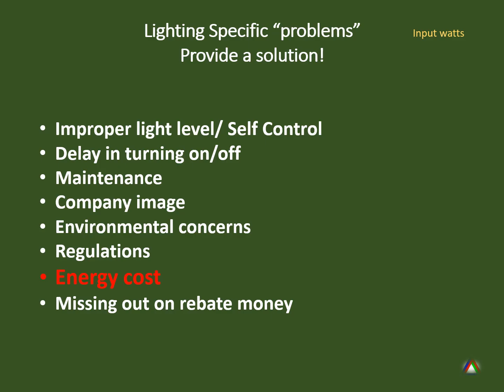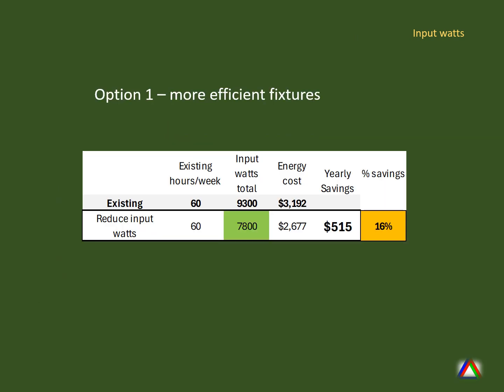While there are many benefits to a lighting upgrade, saving money on energy is the one most customers and people focus on. To save money, you need to reduce the total input watts used by your customer. And there are 3 common ways to do that. So option number 1 is to use more efficient fixtures. In this example, if we reduce the input watts by 16%, we can save $515 a year.